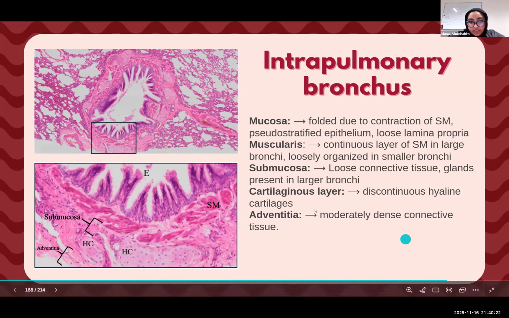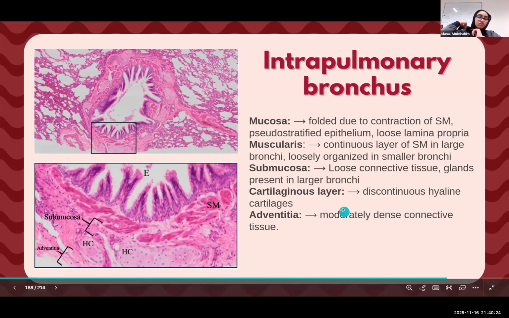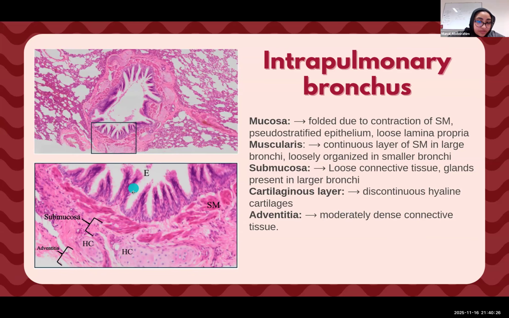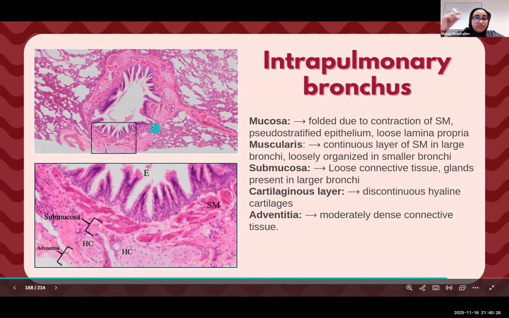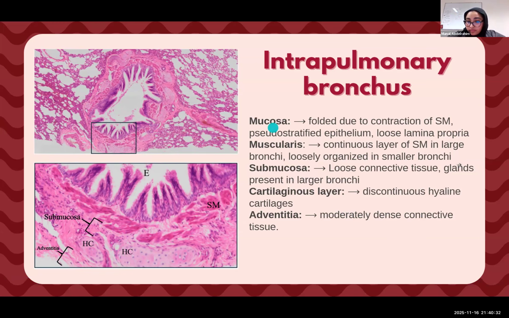There's a bunch of details here, and you can read them later on. Just know that the epithelium is again going to be the respiratory epithelium. We'll have the random pieces of the cartilage. It's not going to be complete pieces. And yeah.